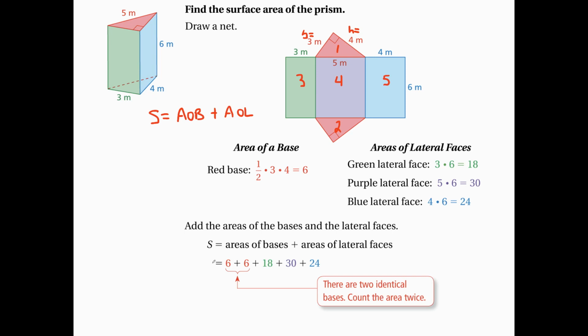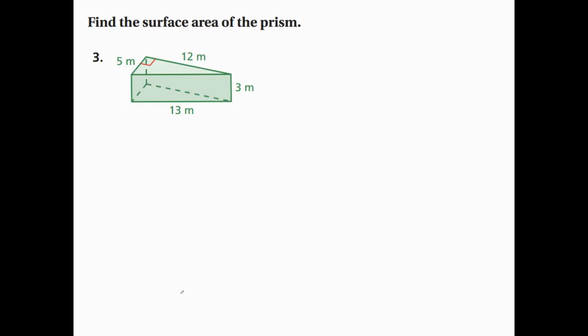So I should count to make sure there's 1, 2, 3, 4, 5. I've accounted for all 5 of the faces. Okay, so you add that together, I get my answer. So it's 84 square meters, or you could write it this way: surface area equals 84 meters squared. Okay, it's your turn. Find the surface area of this triangular prism. The video is going to stop now.